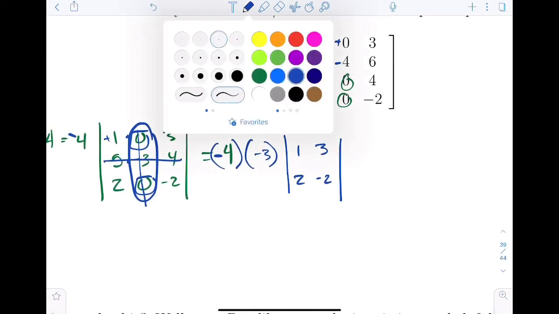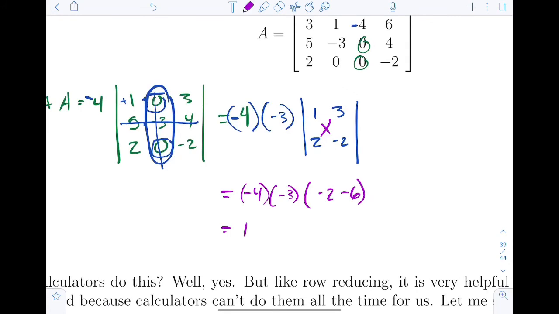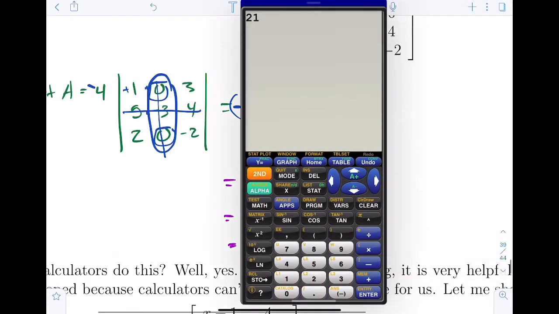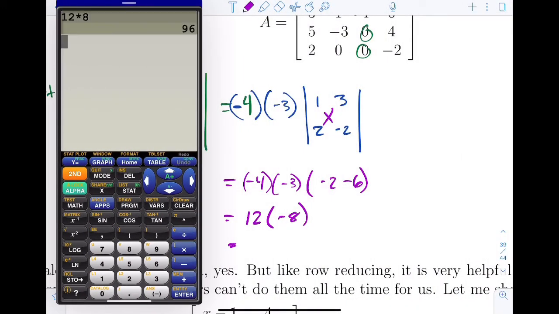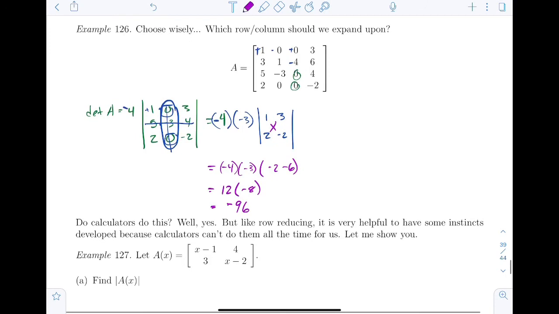And now we are down to just formulas. So here we go. -4 times -3, and then -2 minus 6. So the whole thing is going to be 12 times -8. What is that? 12, 60, 72. I'm going to cheat. 12 times 8, 96. Whoops, -96. Cool. All right, so you can see that if you choose wisely, then this whole process can be made much, much better.